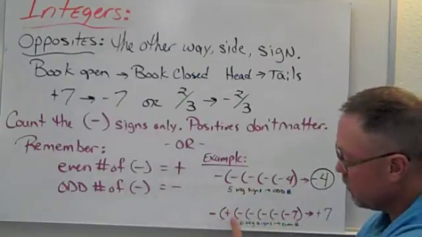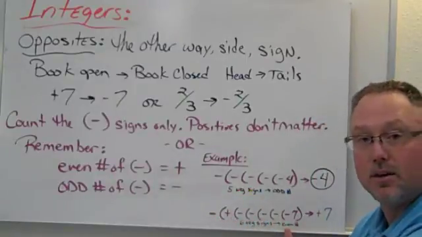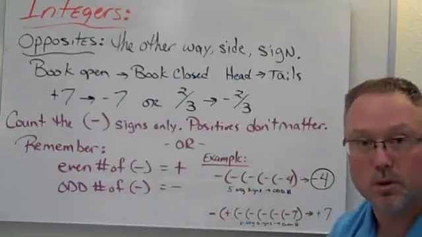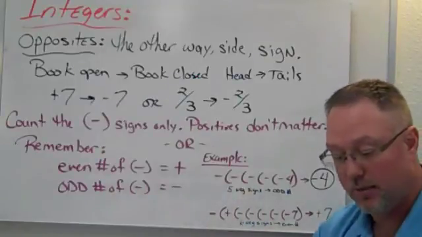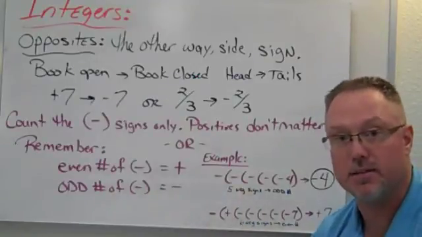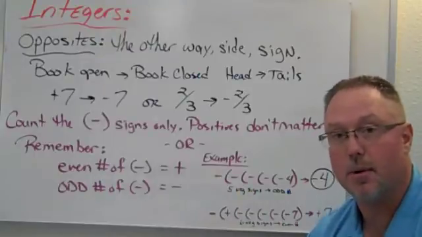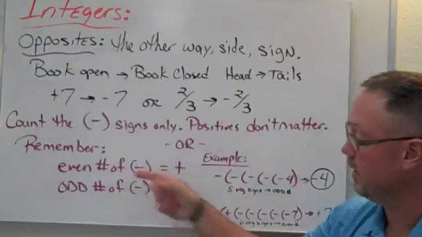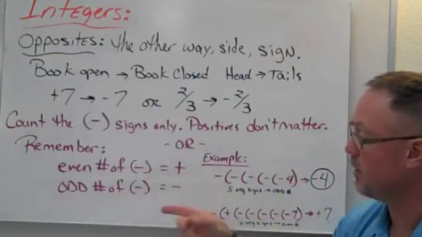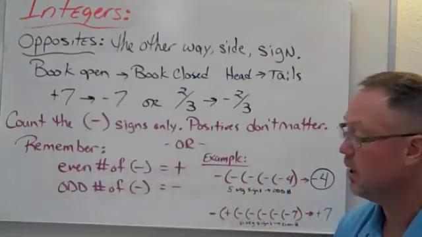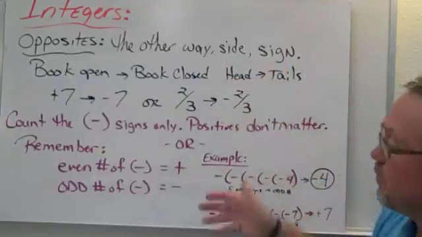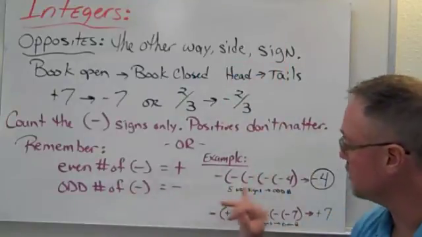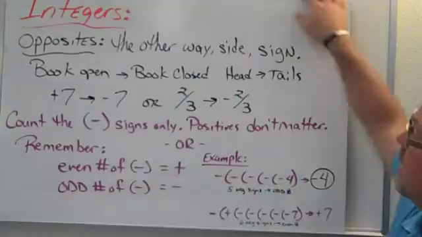Because in a sense what we're doing is we're multiplying these together. And it goes back to the rule of multiplying integers: a negative times a negative is a positive, a negative times a positive is a negative. And again, it's odds and evens. So again, an even number of negatives, I get a positive answer. An odd number of negatives, I get a negative. So don't make this part too hard. Just count the negative signs as you go through it.